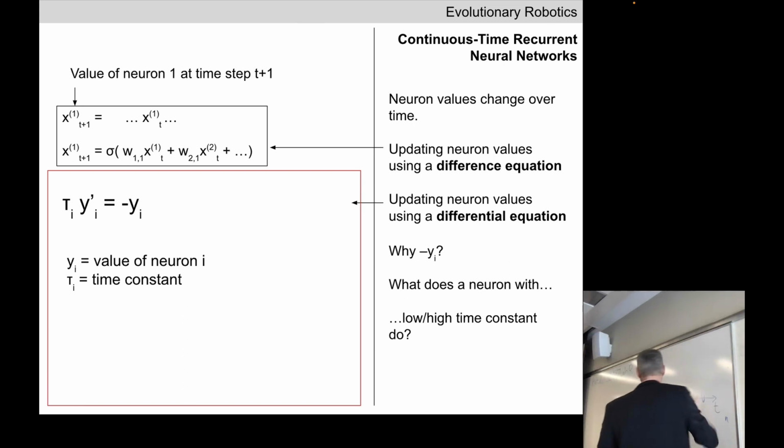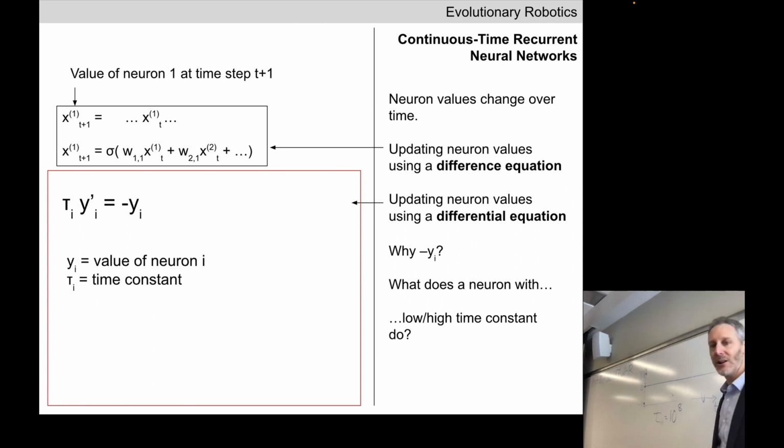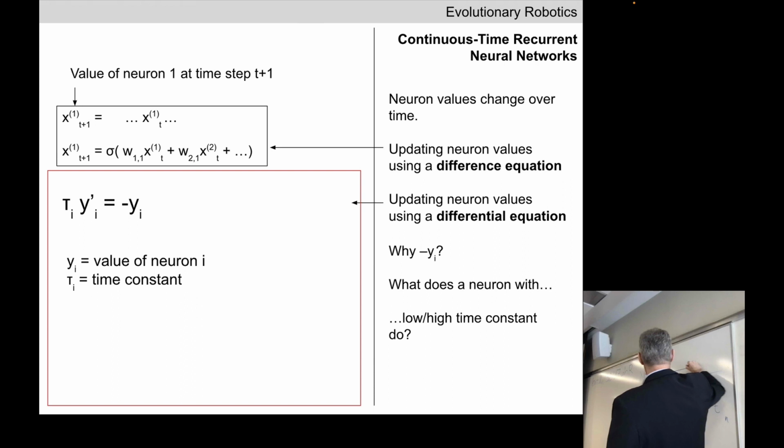You can probably guess where we're going with this. Let's do exactly the same thing. We'll start at an initial value of 1, and we'll set tau to a very large value. What happens now? Very, very slow rate of approach to 0.